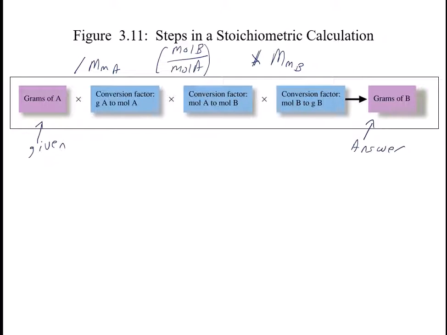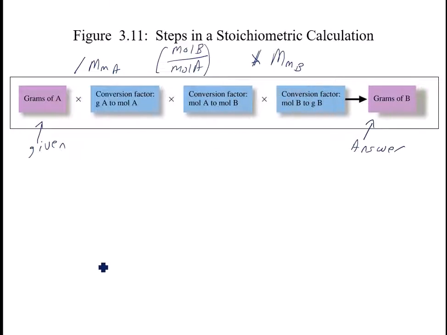Okay? And you've got 3 steps. Step 1 is to divide by the molar mass of A. Step 2 is the conversion factor from A to B, so B goes on top and A goes on the bottom. What you want to find is always on top, and what you're coming from is always on the bottom. Times, then the last one is the conversion from moles to grams, which is the molar mass of B.